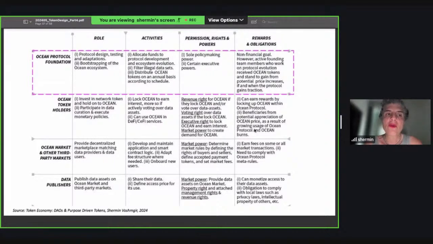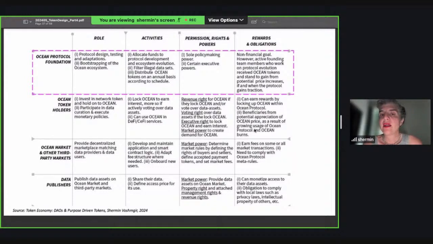The activity of Ocean Protocol Foundation is to allocate funds to protocol development and ecosystem evolution. These funds were raised in token sales in the early years of the foundation, and they allocated the proceeds of the token sale to the treasury, and allocated different percentages for different types of purposes and stakeholders in the future. Ocean Protocol Foundation also filters illegal data sets, IP violations that I mentioned before, and they distribute ocean tokens on an annual basis according to the schedule and the predefined allocation.